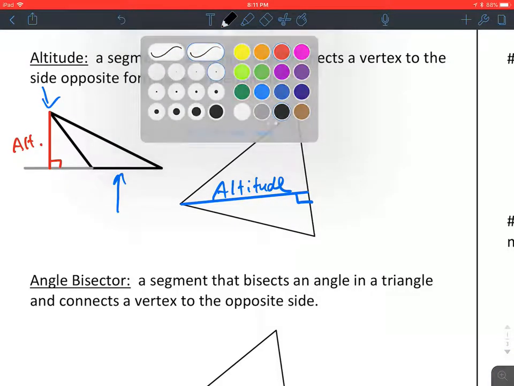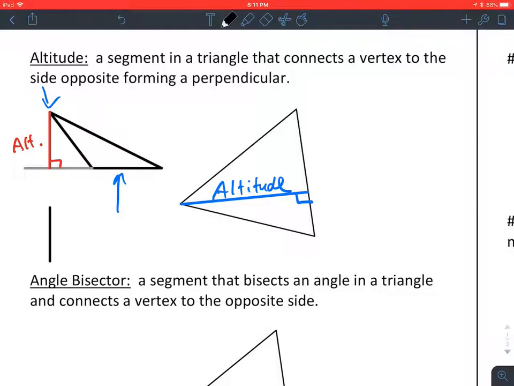It is also possible for an altitude of a triangle to be part of the triangle. For example, if you have a right triangle, such as here, both this segment and this segment are altitudes. That's because if you make a segment from this vertex to the opposite side, making it perpendicular, it's going to be this segment. Same can be said for this one. So altitudes can be, to sum up, on the inside of a triangle, on the outside of a triangle, or be part of a triangle.